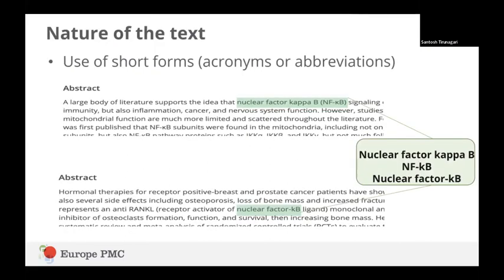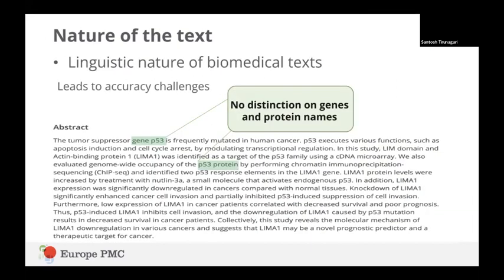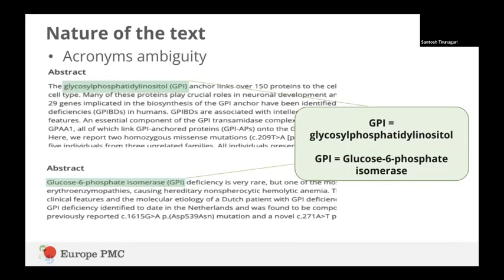For example, to represent NFKB, it's not just representing NFKB, but we have to come up with an exhaustive list: nuclear factor kappa B, nuclear factor KB, etc. And then the linguistic nature of biomedical text also leads to accuracy challenges. For example, in dictionaries, we represent just P53, but this P53 could be a gene P53 in one instance and protein P53 in another instance. So all this leads to accuracy challenges.